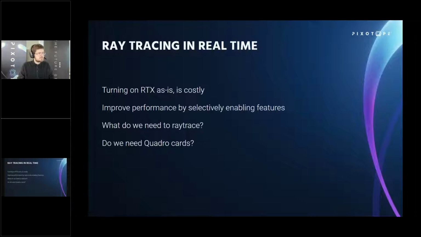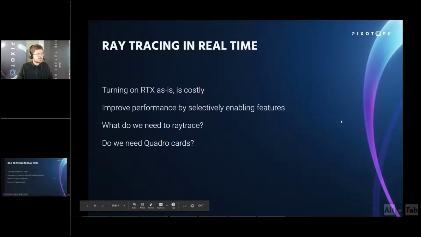We're going to look at how things look with ray tracing as is, which is costly. We are going to then start improving performance by selectively enabling and disabling features. And we're going to look at how this is represented in our actual render times.